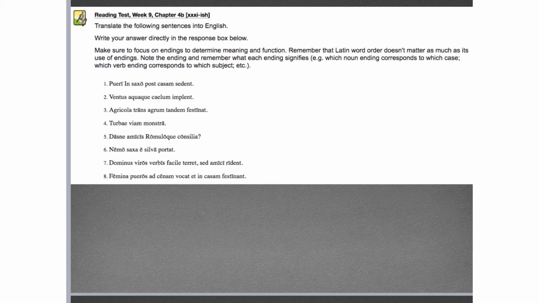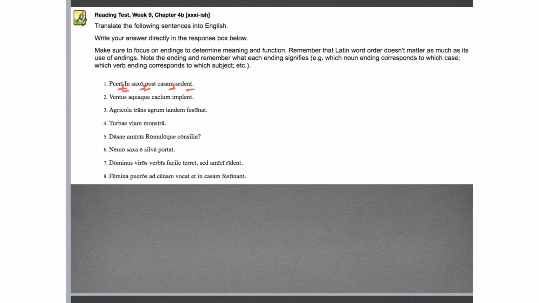All right, so as I go through, I see that I've got a nominative plural. I've got a plural verb, which is useful, right? Those things match up. That's what we want. All right, and then you can see that I've got two prepositional phrases, and they can be blocked off and go together. And they're just going to modify or expand the verb. So the boys sit. Where do they sit? They sit in saxo, all right, on the rock, post casam, just outside the house.